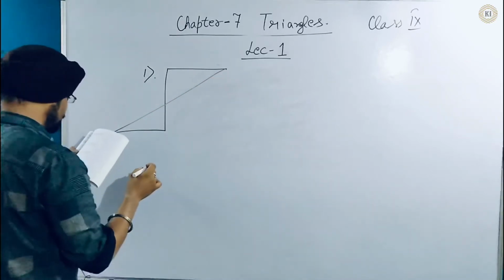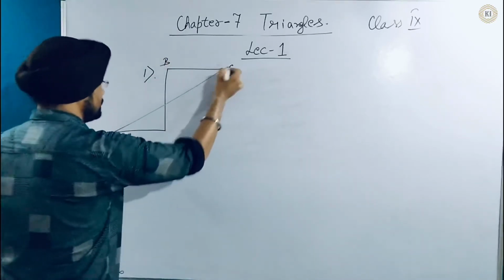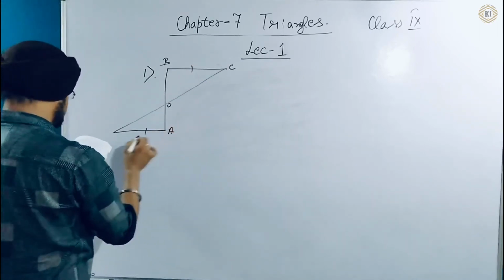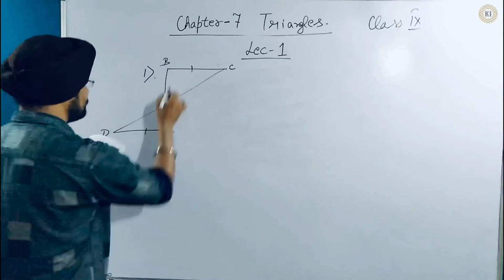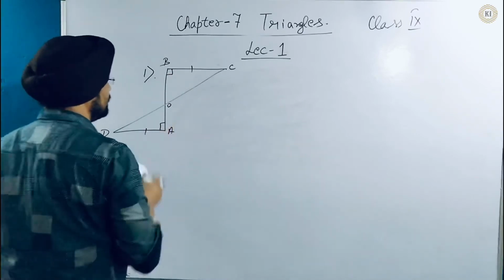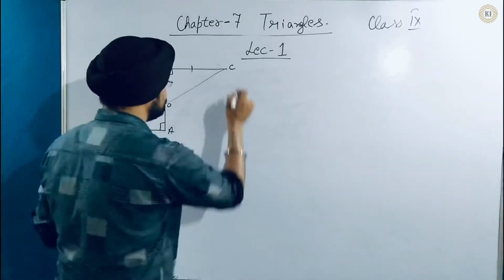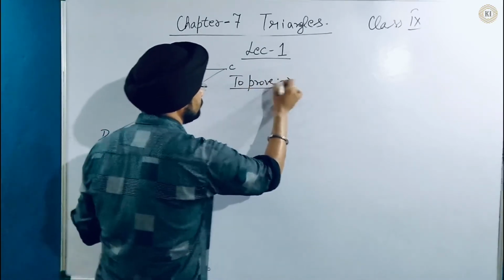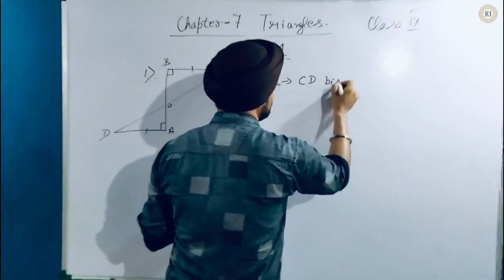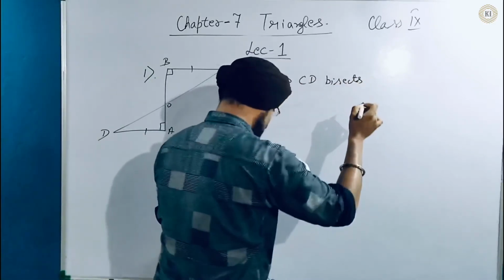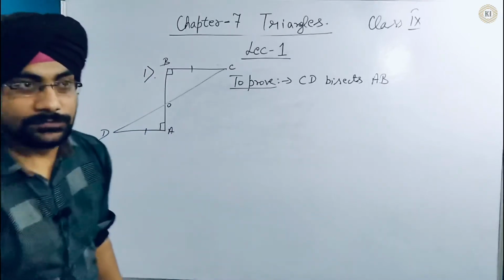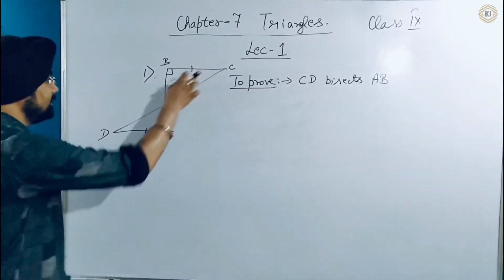So the question is given here: BC and AD are both 90. Now we have to prove that CD bisects AB. So in this question we have to prove that CD bisects AB.